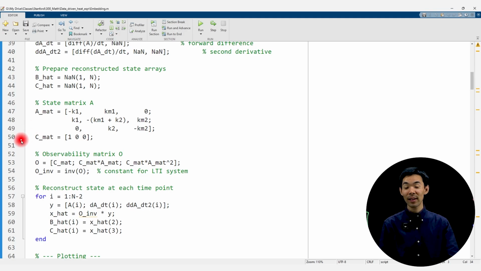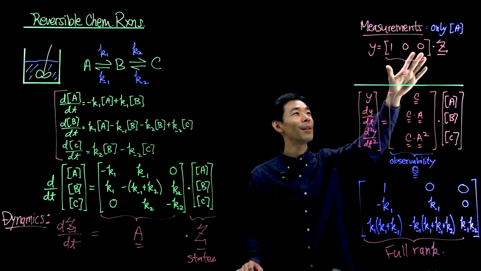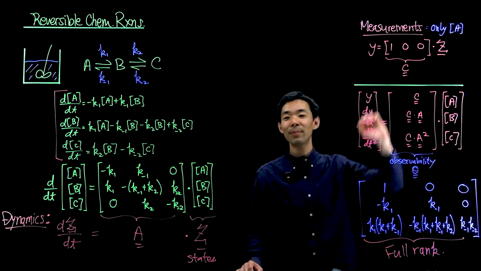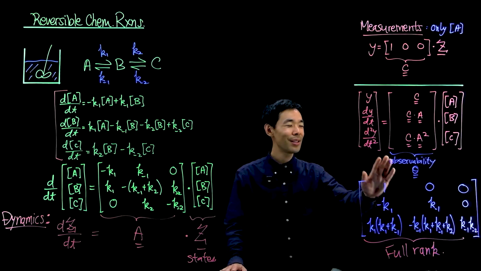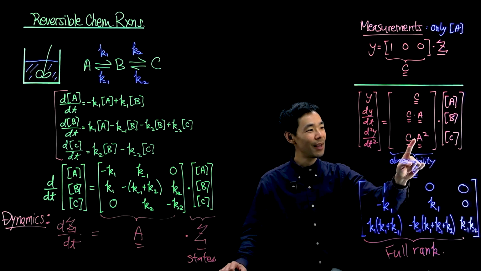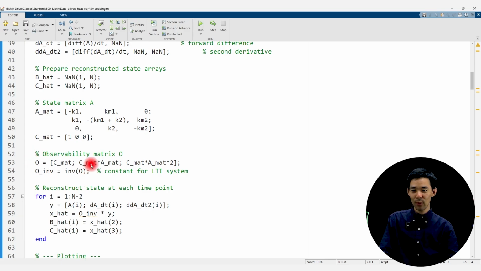The C matrix is our measurement matrix. That's this over here, up here on the top right, where I have a measurement matrix that tells us I only have access to the chemical species A. Therefore, you can see here that I have a row vector of 1, 0, 0. Now, next, I'm constructing the observability matrix. That's this theta matrix right here. We have C, CA, CAA. So we're going to construct this observability matrix over here in code, which is exactly what I'm doing here. So I have the C matrix, CA, CAA.